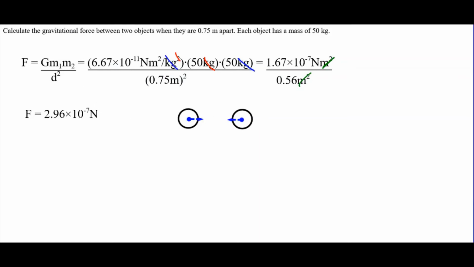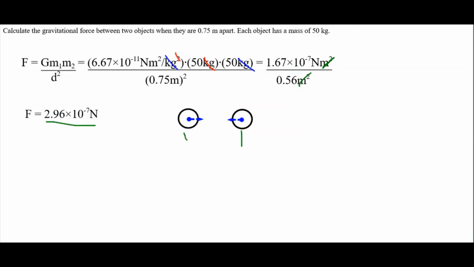Now, this is a vector, but since the force of attraction is towards each other, I was not specific about the left one or the right one, or I could have drawn these two masses above and below each other. It wasn't specified. So if it's not specified, then all you really have is the magnitude of the strength of the force.